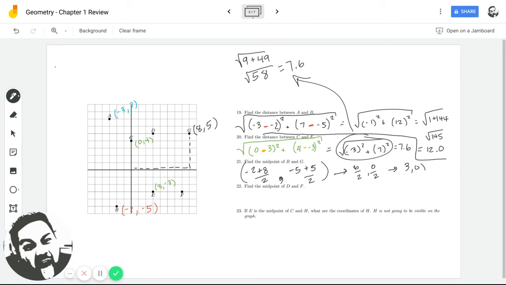Oh my gosh, I was correct, right? That was my guess. My guess was that it was right there. So the midpoint is in fact 3 comma 0.